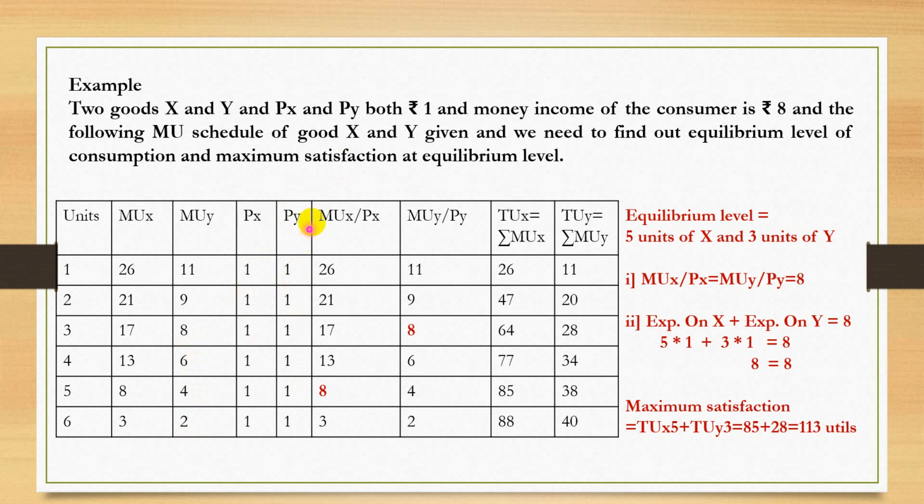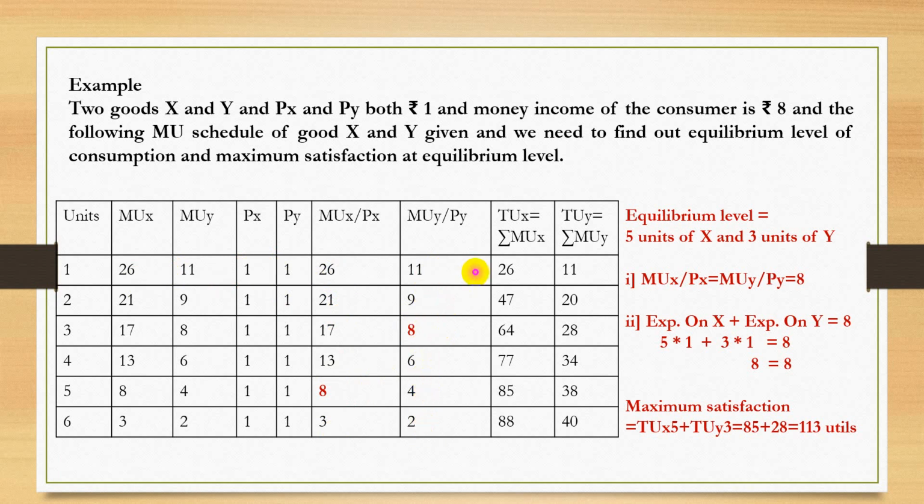Now we need to find out MUX by PX. Here the price 1 is given, that's why MUX by PX will be 26 if we divide 26 by 1. If suppose PX is 2, then 26 divided by 2 should be 13. But here it is 1, so it is 26, 21, 17, and so on up to 3. Now MUY by PY, we have got 11, 9, 8, same.